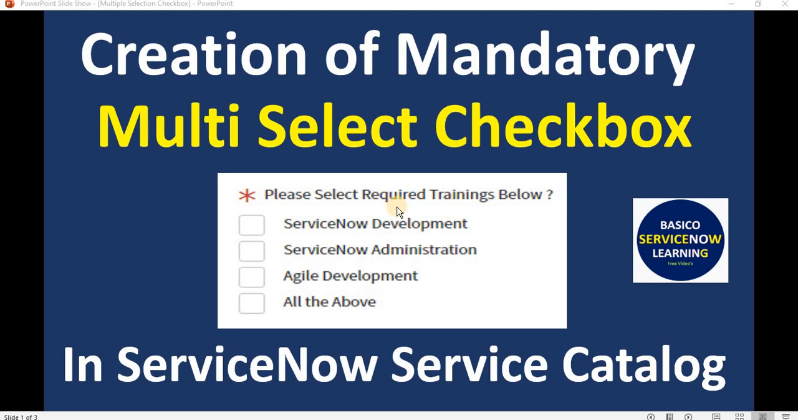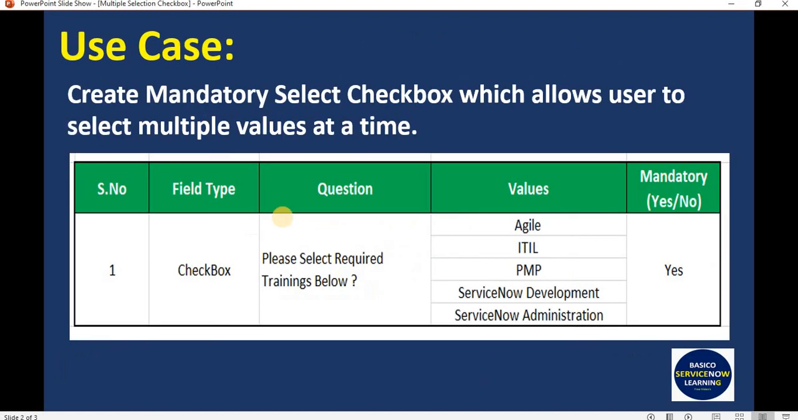So let's see what the use case is for today. The use case is that we have to create a mandatory select checkbox which allows the user to select multiple values at a time. So the field type is checkbox, the question is this, and the values are Agile, ITIL, PMP, ServiceNow Development, ServiceNow Administration, and the field should be mandatory. So let's see how we can implement it.